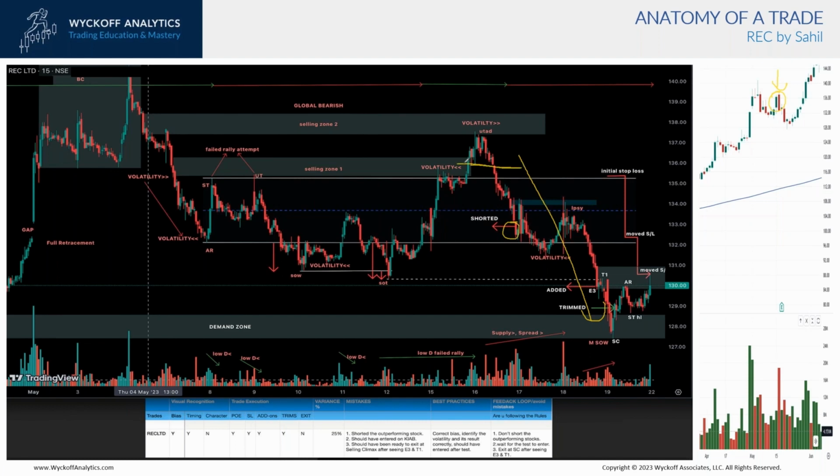So we could have entered just on the break of the local structure. That's number one. So here's your most optimal one. If you want, you could use this level right here. Also, there is an attempt to hold. There is nothing coming in on the demand side.